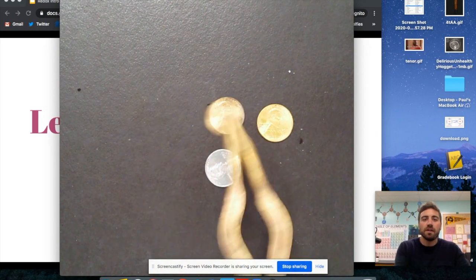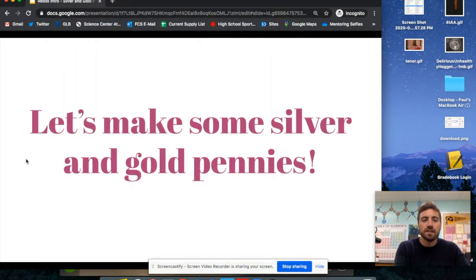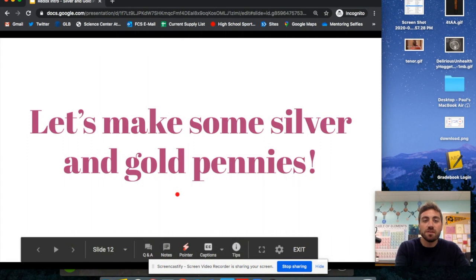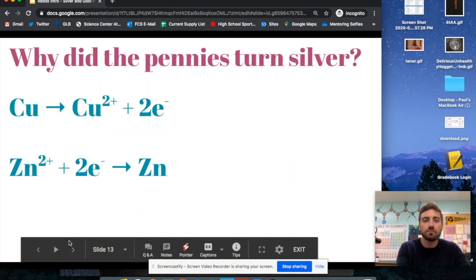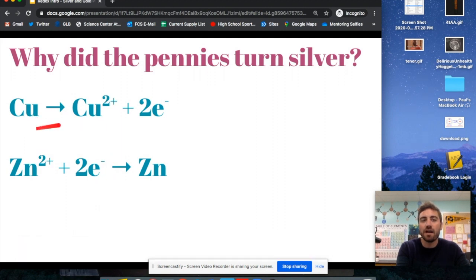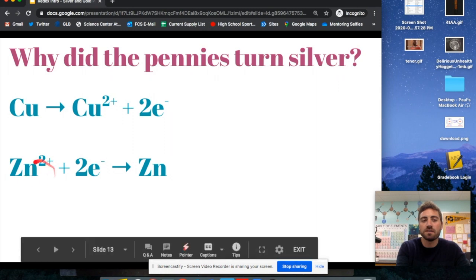All right, last thing we are going to cover is just what exactly happened here. Hopefully you got some good guesses that you made in the questions. For the silver step, the copper from the surface of the penny is turning into copper 2+ and losing 2 electrons. And the zinc already was in the solution as Zn2+. It gained 2 electrons to turn into zinc. So see if you can figure out which one's oxidized, which one's reduced.